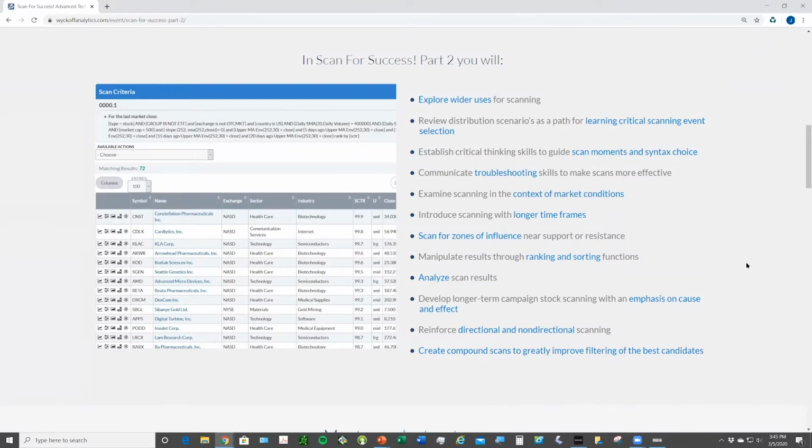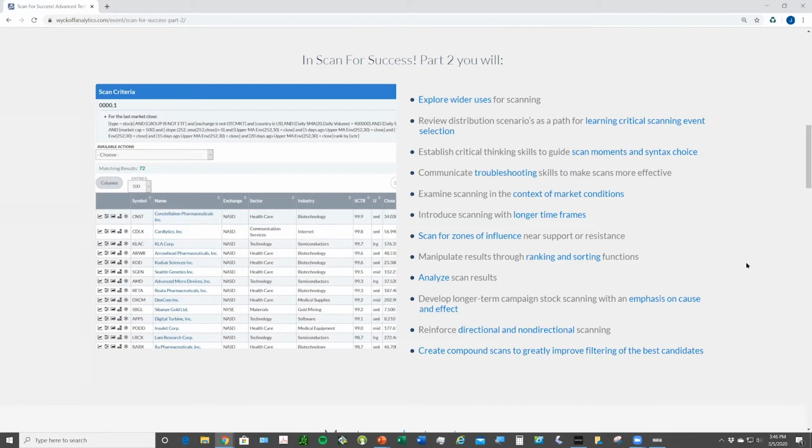If you have some scanning experience in other engines or some of the predefined scans that are in StockCharts, you'll find it a very easy transition to take part 2. Part 1 is available on demand, and certainly I recommend that you do take it, but it's not critical. You can succeed with part 2 by itself.